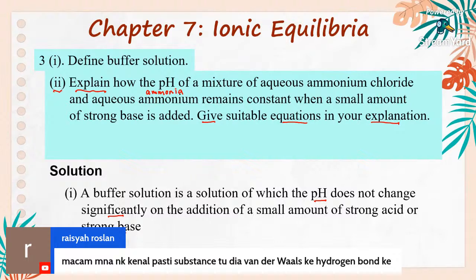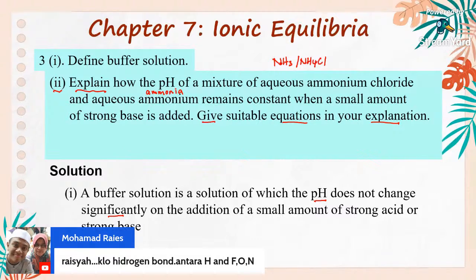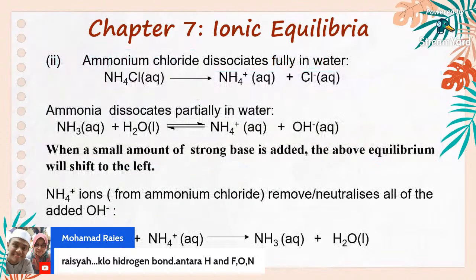So this is asking you to explain how the pH of the solution which contains ammonia and ammonium chloride remains constant. Here in this question they give you: give suitable equations in your explanation. But even if this statement is not given, you already know for buffer systems, we explain based on equations, correct or not?